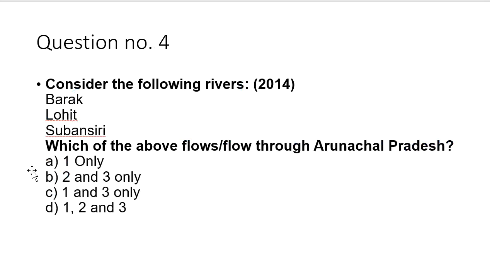The next question is again on mapping, and here it is about rivers, right? The rivers given are three: the Barak River, Lohit River, and Subansiri River. Now, what he is asking is which of these three rivers flow through Arunachal Pradesh. See, these two options are correct: Lohit and Subansiri, because the Barak River does not flow through Arunachal Pradesh.